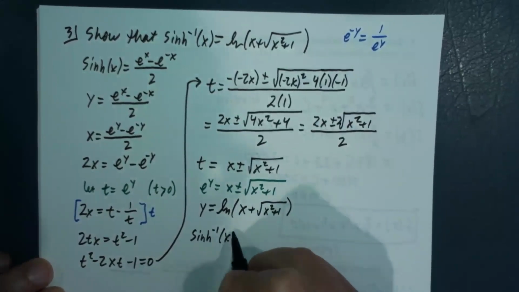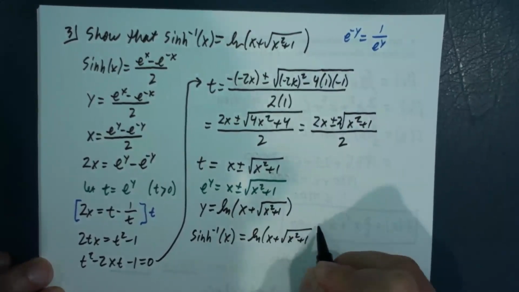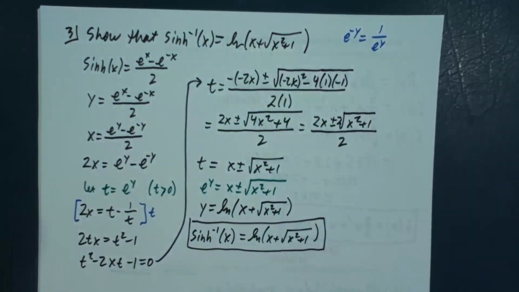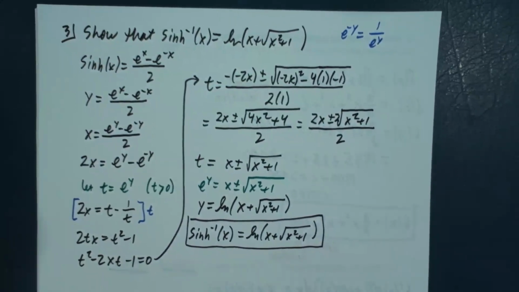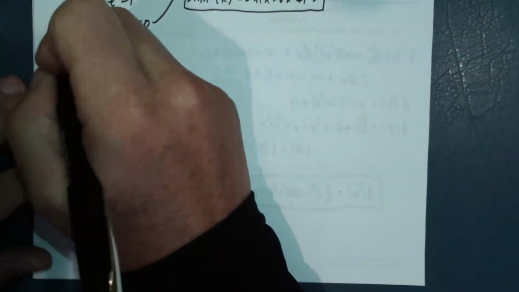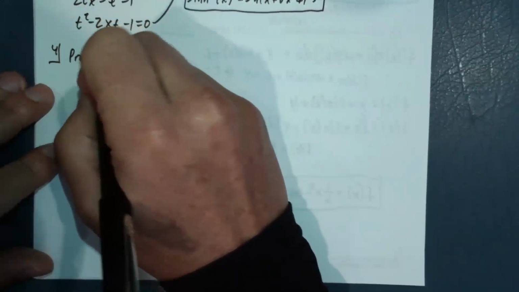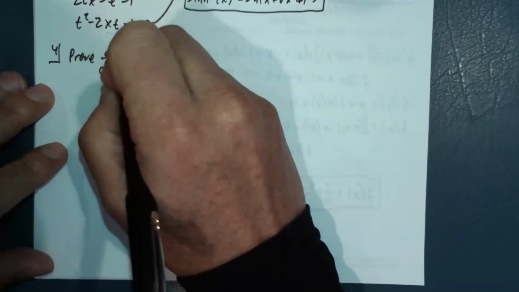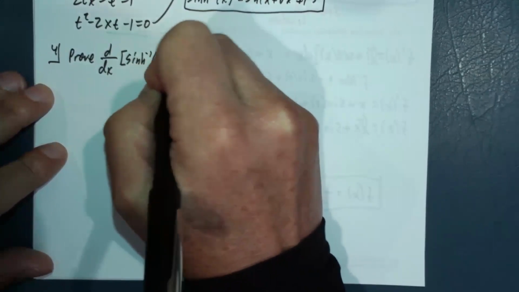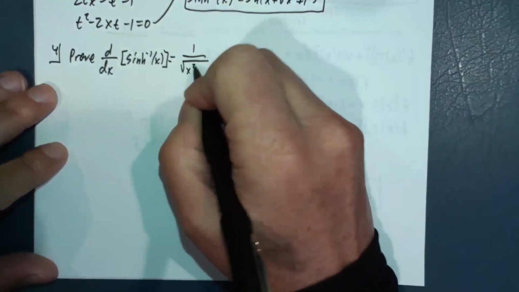Hyperbolic sine, pardon me. We have proven it. Super cool. For our last problem of chapter 3, we're doing example 4, and we're going to prove that the derivative of inverse sinh, pardon me, is equal to 1 over the square root of x squared plus 1.